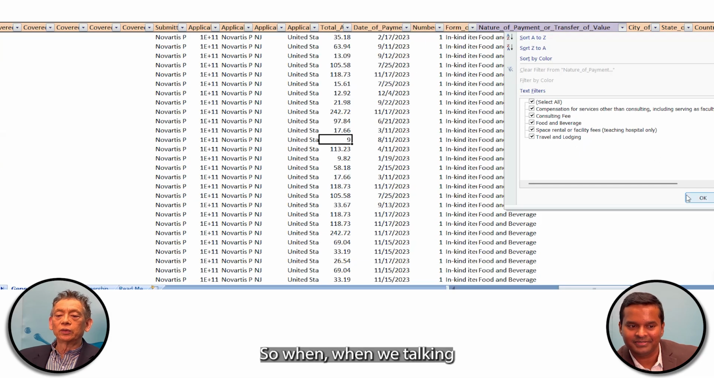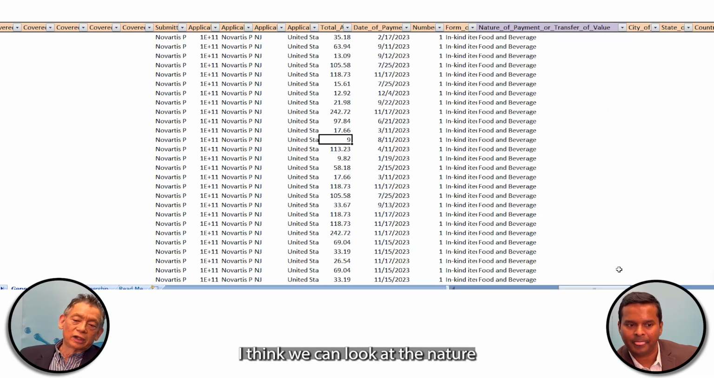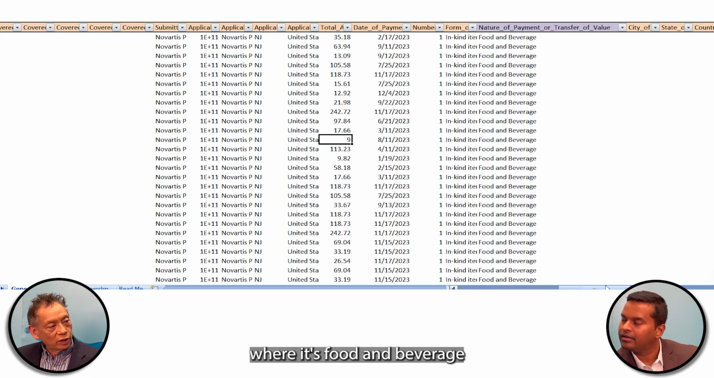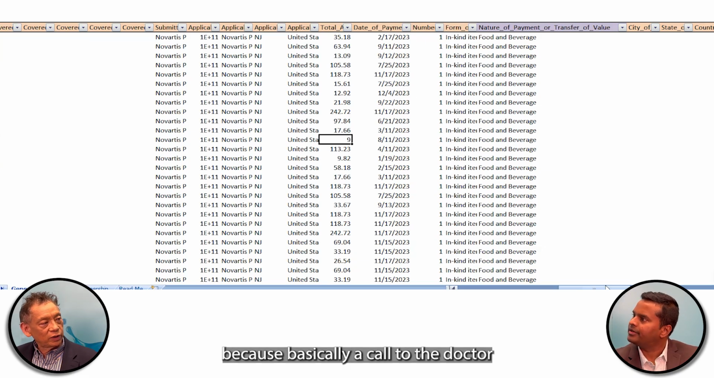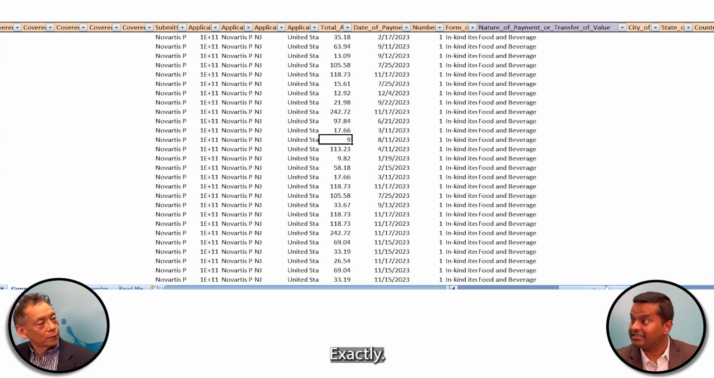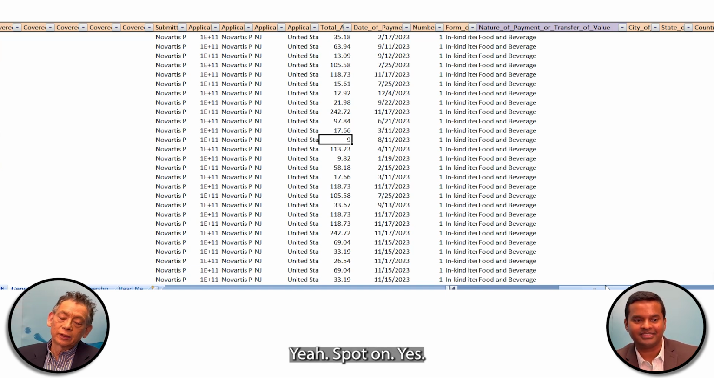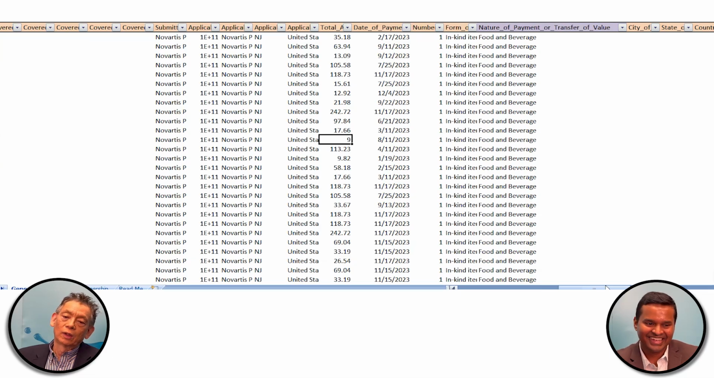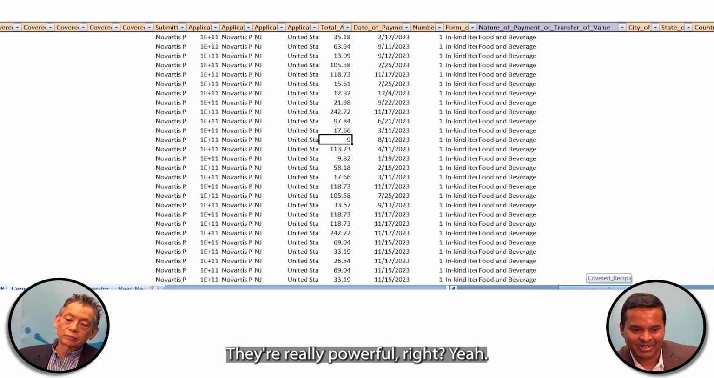So when we're talking about the rep activity, I think we can look at the nature where it's food and beverage, because basically that's a call to the doctor where the rep brings some food, and the doctor would show up here, right? Exactly. Spot on. That is how you can map the entire call activity of the nation. Wow, they're really powerful, right?